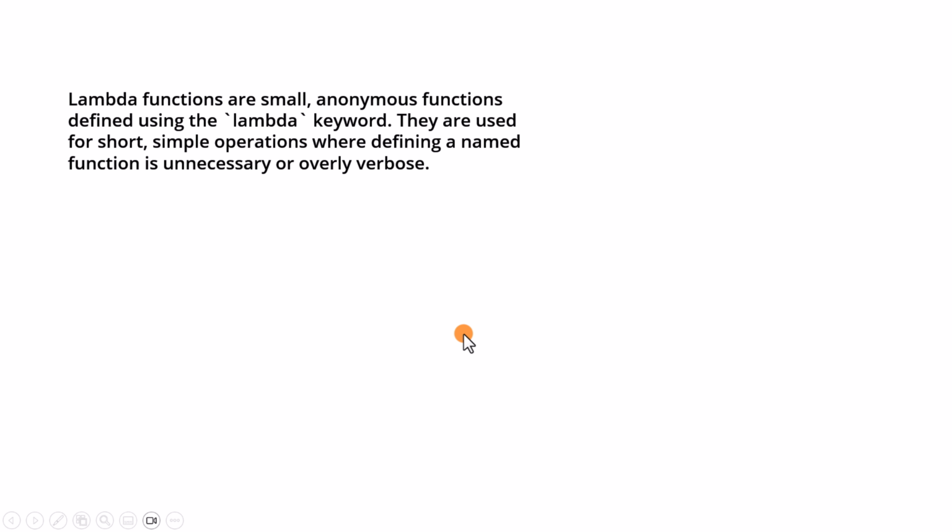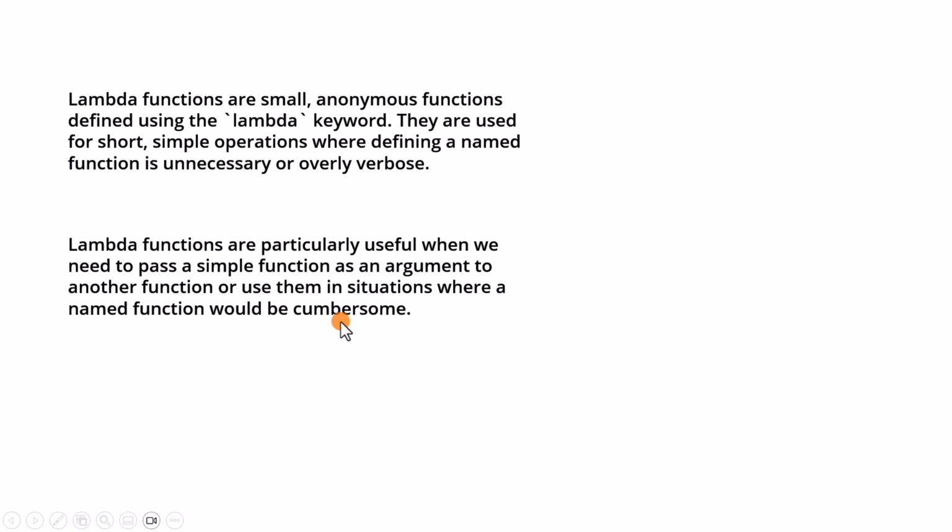Lambda functions are small anonymous functions defined using the Lambda keyword, and they are used for short, simple operations where defining a formal function is unnecessary or overly verbose. Lambda functions are particularly useful when we need to pass a simple function as an argument to another function, or when a named function would be too cumbersome. So let's open our Jupyter notebook and take some examples of Lambda functions.